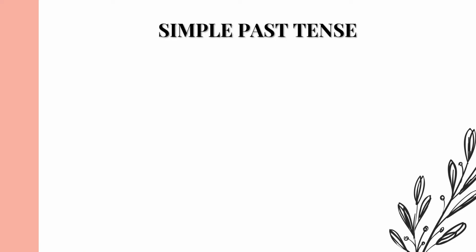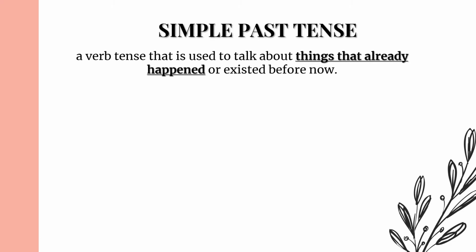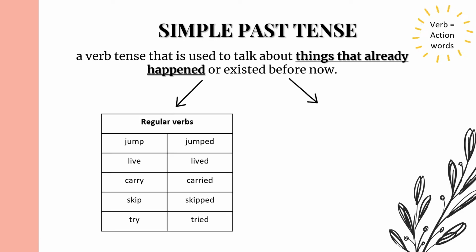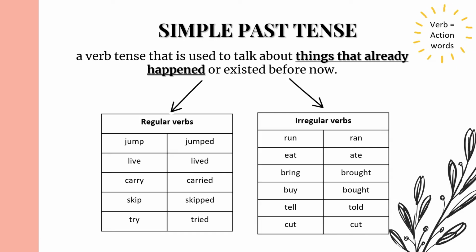We have learned about simple past tense in the previous lesson. Simple past tense is a verb tense that is used to talk about things that already happened or existed before now. Always remember what is verb. Verb is action words. Now, we have 2 forms of simple past tense. The first one is regular verbs and the second one is irregular verbs.